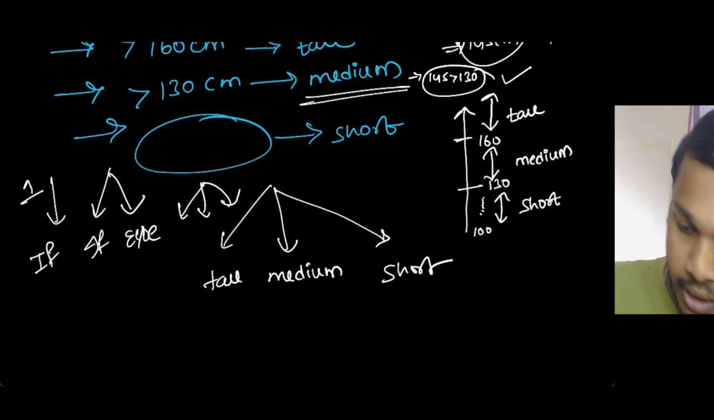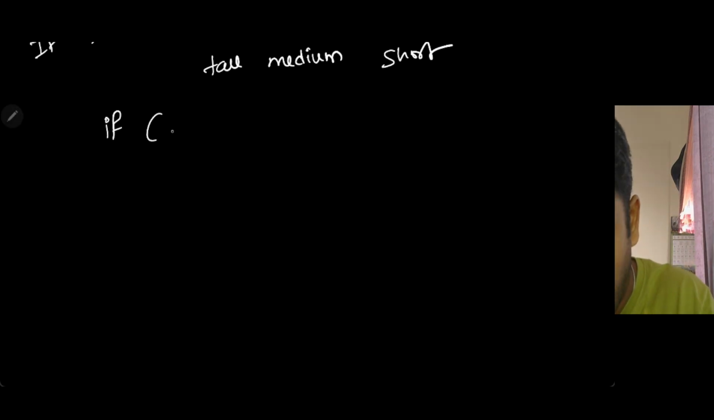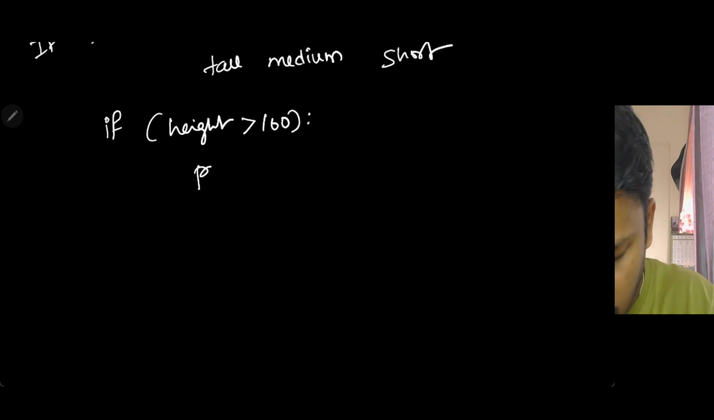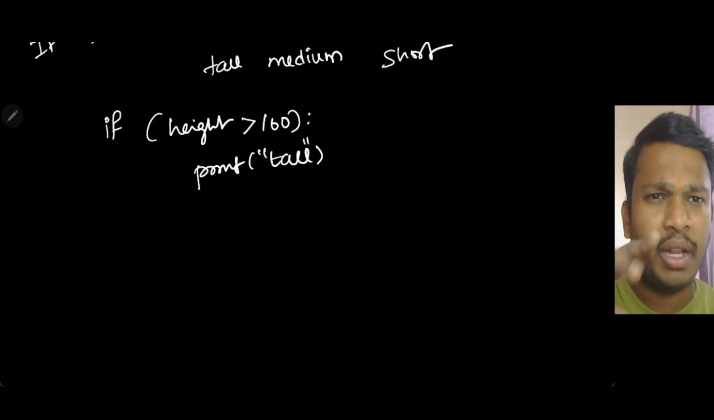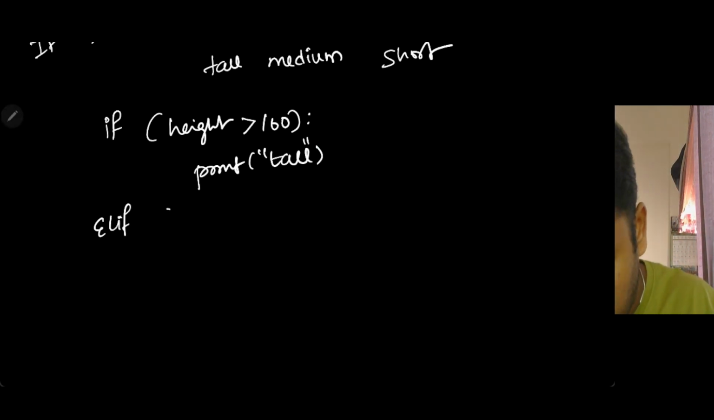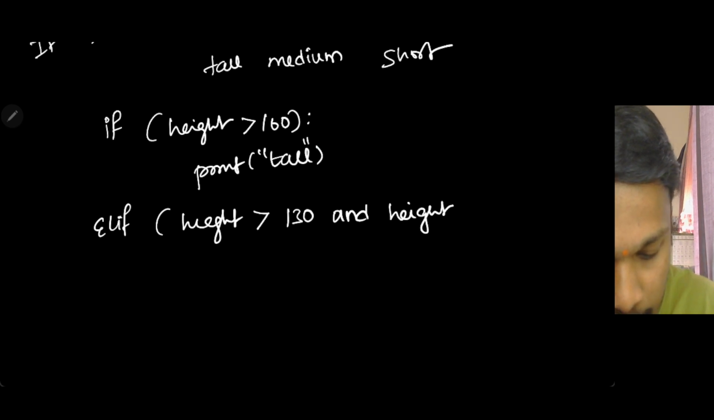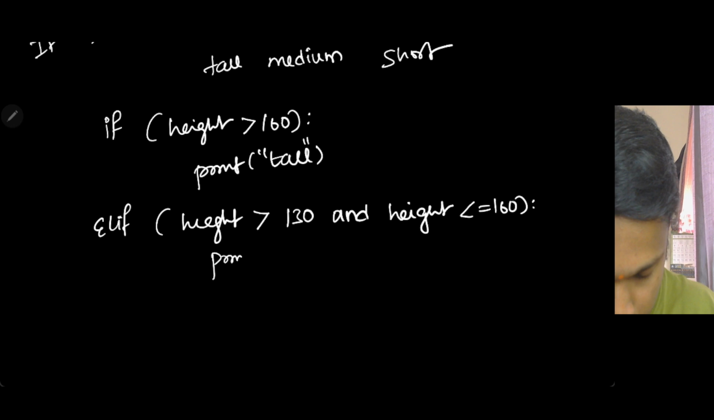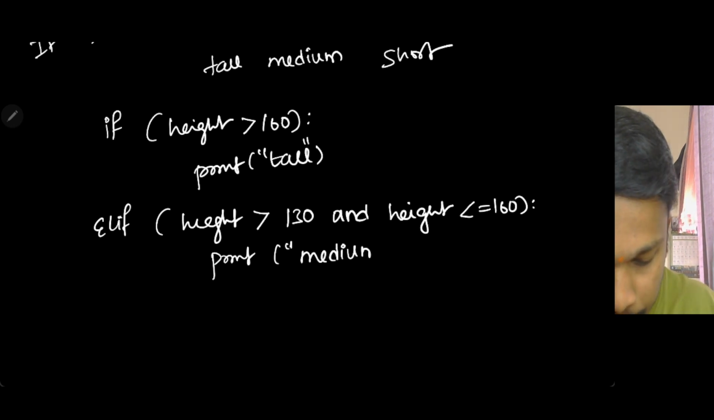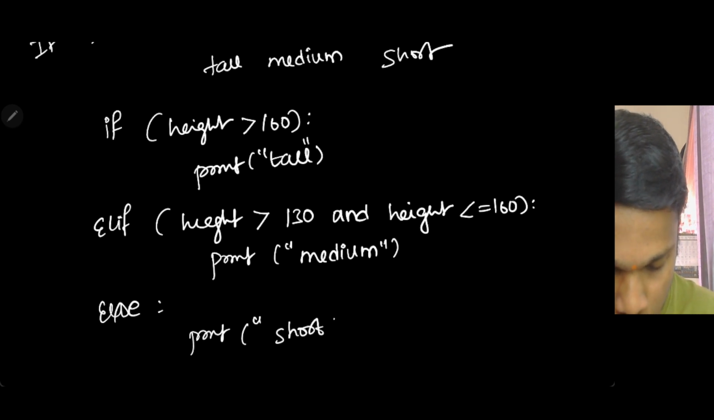I am writing the logic, please observe carefully. If the height is greater than 160, what will you tell directly? Print tall. Now if this condition fails, and he is between 130 and 160, what will you tell? Else if height greater than 130 and height less than or equal to 160, print medium. Else, if all the conditions fail, print short. That's all.